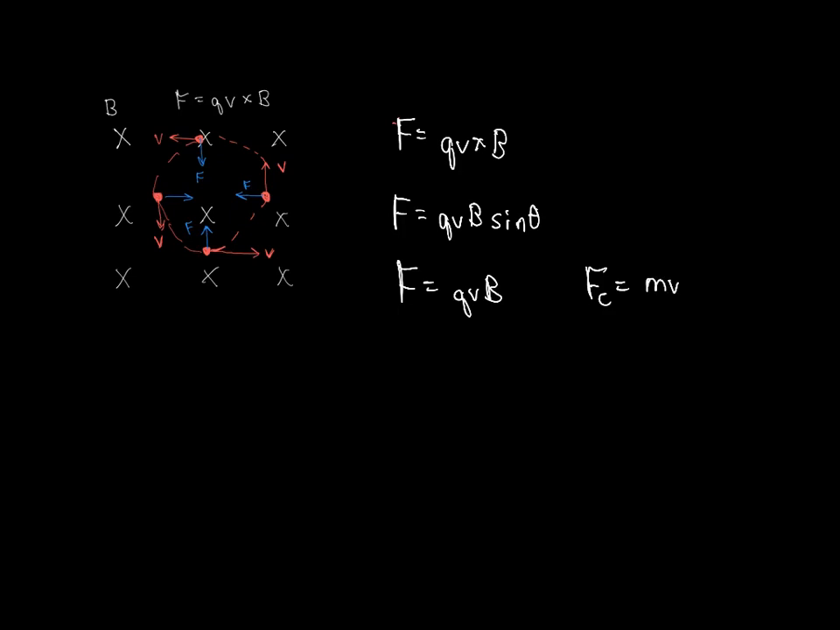MV squared over R. Yes, listen to Quinn. That is the equation for centripetal force. So I can take this magnetic force and set it equal to the general centripetal force equation. QVB equals M times V squared over R. And then I can solve for various things in this. I can use this for various applications.